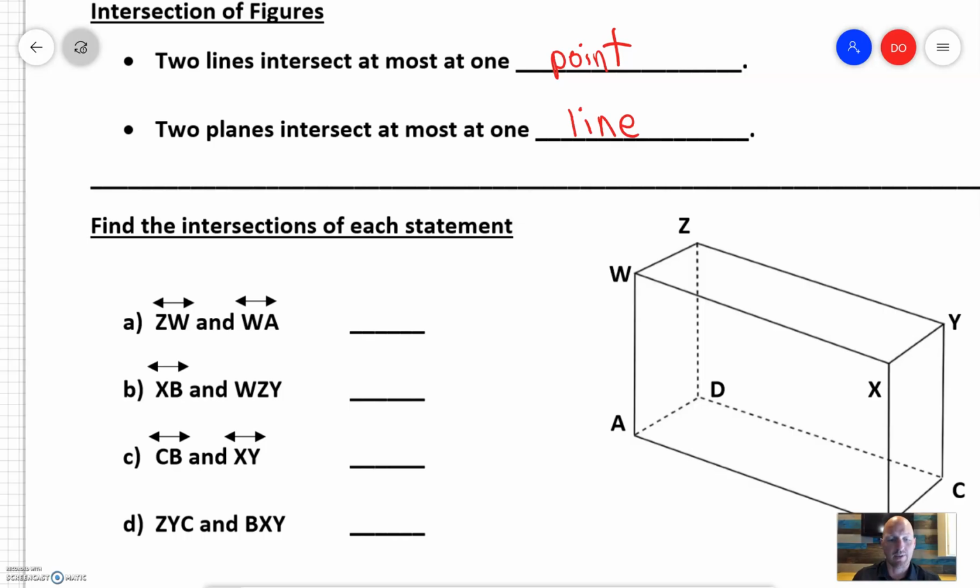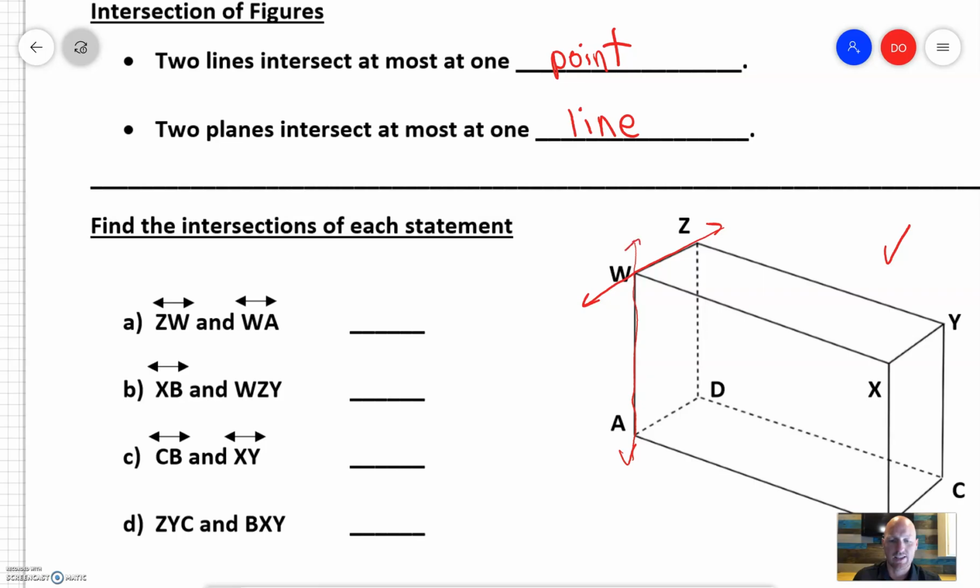So below at the bottom down here we have a rectangular prism, and we're going to talk about where certain things intersect. Good skill to have in geometry when you have a figure in front of you. If you ever want to get a good visual of something, copy the things that you see. Like for part A, it says, where does line ZW and line WA intersect? So if I want to know where they run into each other, I could copy over line ZW. I could copy over line WA.